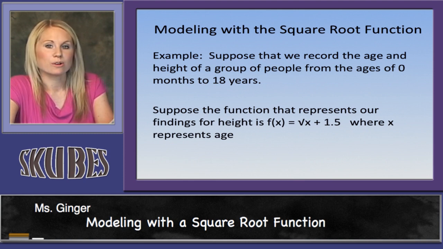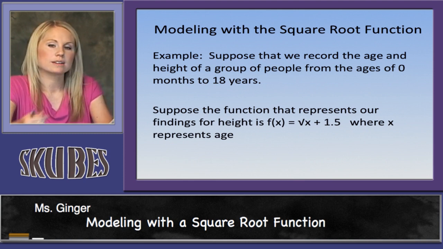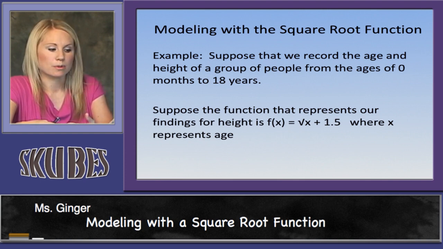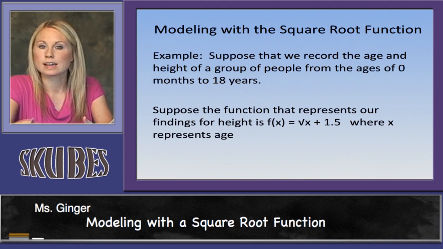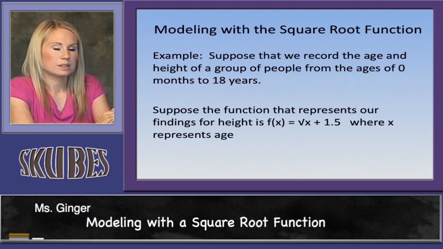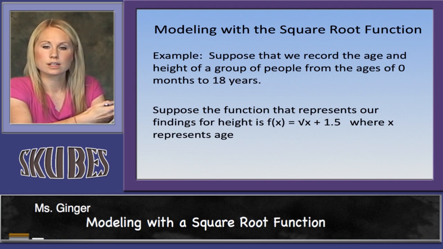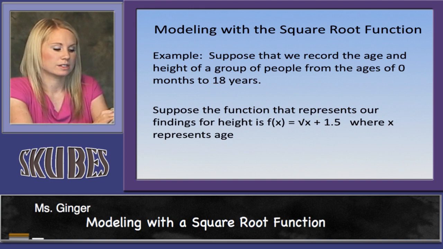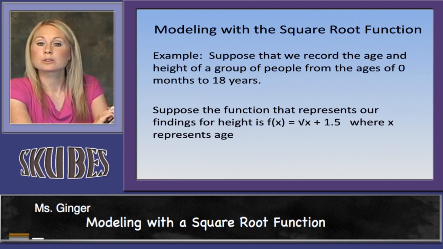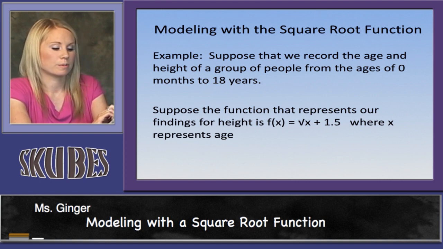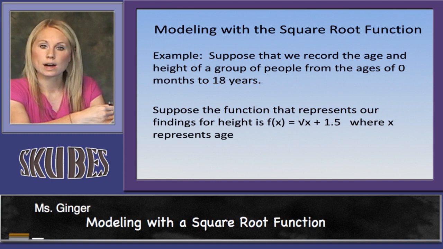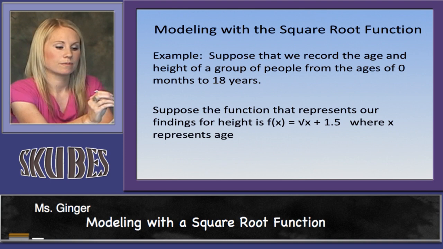So let's take a look at this real world example here. Let's suppose that someone is recording ages and heights of people, takes a sample of people from ages, basically newborns, to 18 years. And they record those ages and heights, and let's suppose that the picture drawn by those ages and height comparisons turns out to be a square root function. F of x equals square root of x plus 1.5. Let's let that model our picture. And let's let x represent the age, and that means the y-axis will represent our height.